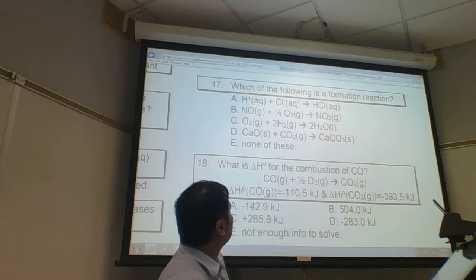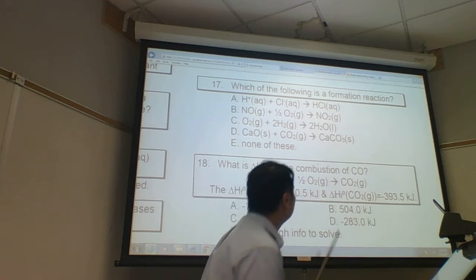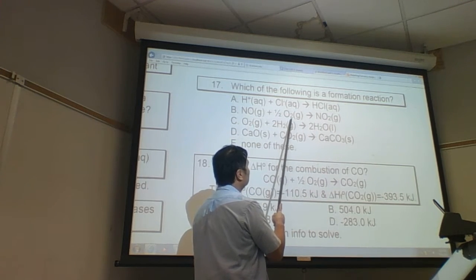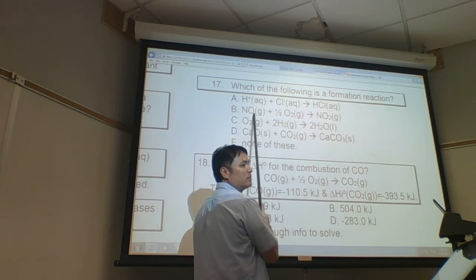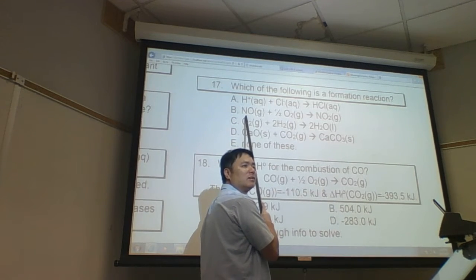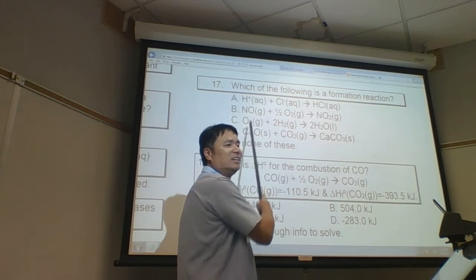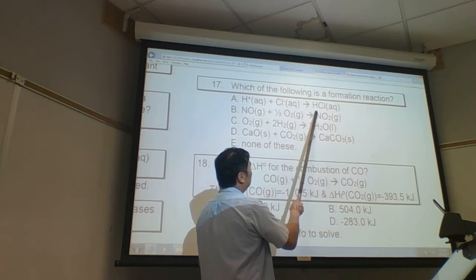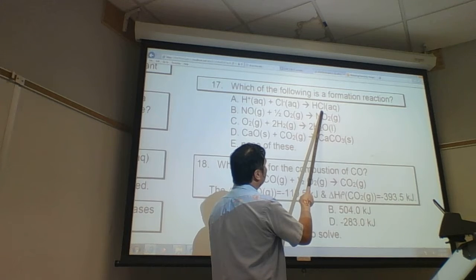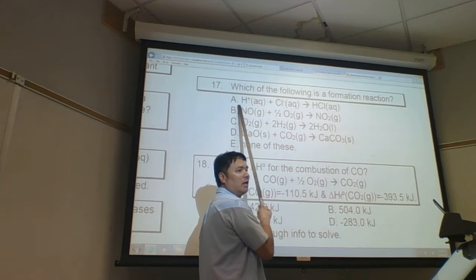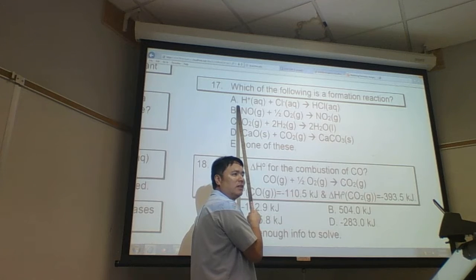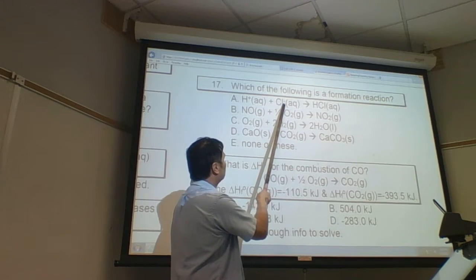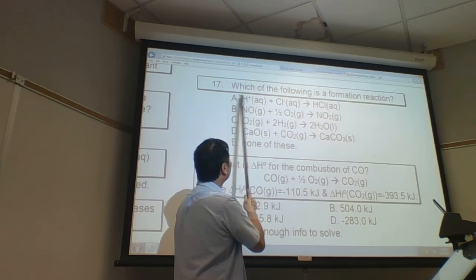So which one is it? B? I'm forming 1 mole of NO2 from the elements in their standard state. So O2 is an element, but NO is not an element. NO is a compound, so it cannot be B. Maybe it's A. It's the formation of 1 mole, so we have 1 mole of HCl from the elements. Well, H is the element for hydrogen, but is that the standard state of hydrogen? No. The standard state of hydrogen is H2, and likewise for chlorine. So it can't be A.